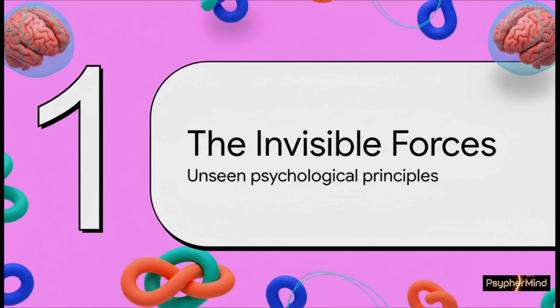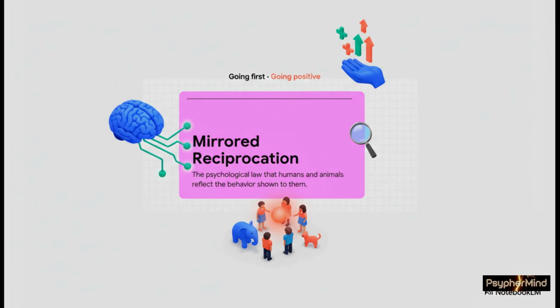Look, if you want to build anything, you first have to understand the materials you're working with, right? In social dynamics, those materials are the unseen psychological principles that are at play every single time we connect with another person. These are the powerful undercurrents that guide our entire social world. And that brings us to our first and maybe most important core concept, mirrored reciprocation.